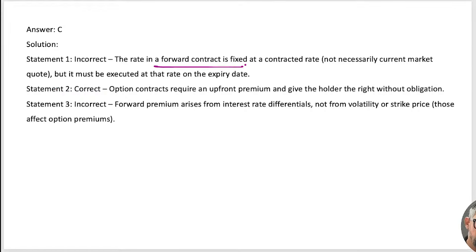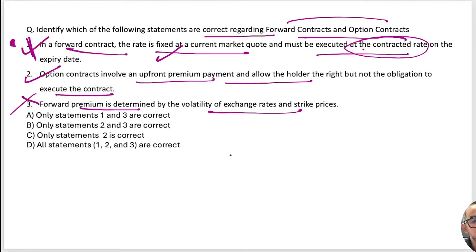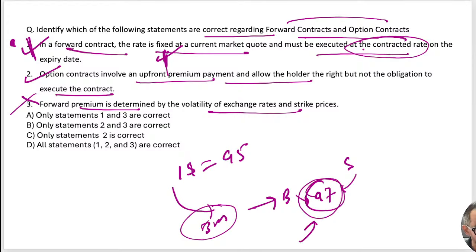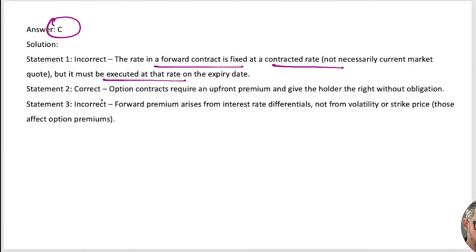So the rate of the contract is fixed at the contracted rate, not necessarily the current market rate. This is what it is saying. Suppose the current market price of a dollar is $1 equal to 95. Now 3 months later we are deciding to buy or sell. The buyer is agreeing to buy at, suppose, 97, and the seller is agreeing to this. This price is fixed, but it is not the current price. That is the explanation. The third one is also wrong here. So the first one and the third one.